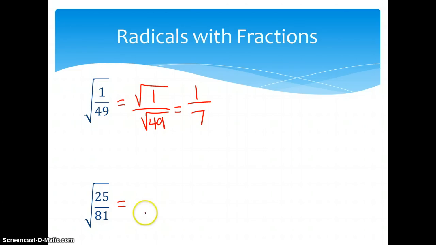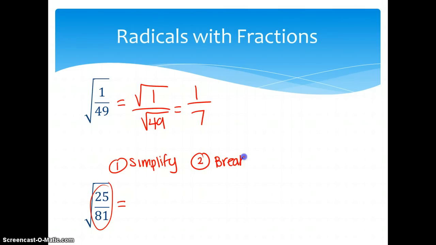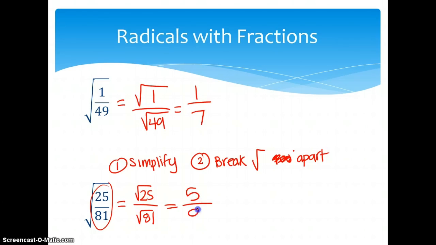So square root of 25 over 81, obviously, well, not obviously, maybe. First, you do want to check and see, can you simplify this fraction? So make sure you simplify the fraction first. It'll make your life easier in the end. And then step 2 would be to break the square root apart. So we take square root of 25, square root of 81, and we can take those individually because they couldn't have been simplified on their own. 5 over 9, our final answer.